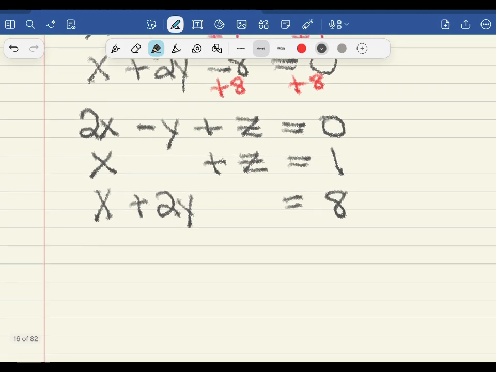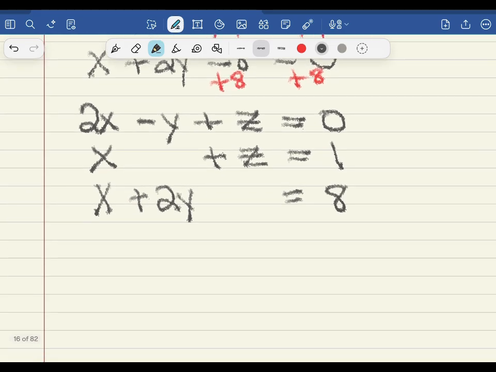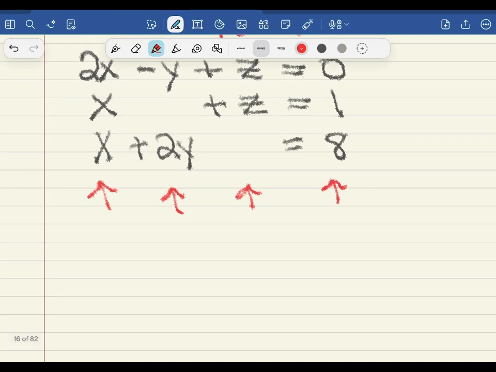So look at how this is lined up beautifully. You got the x's, right? You got the y's. And then you got the z's. And then all the way on the other side of the equal sign, you got just the solid numbers. This is set up perfectly. Now I'm able to make my matrix.